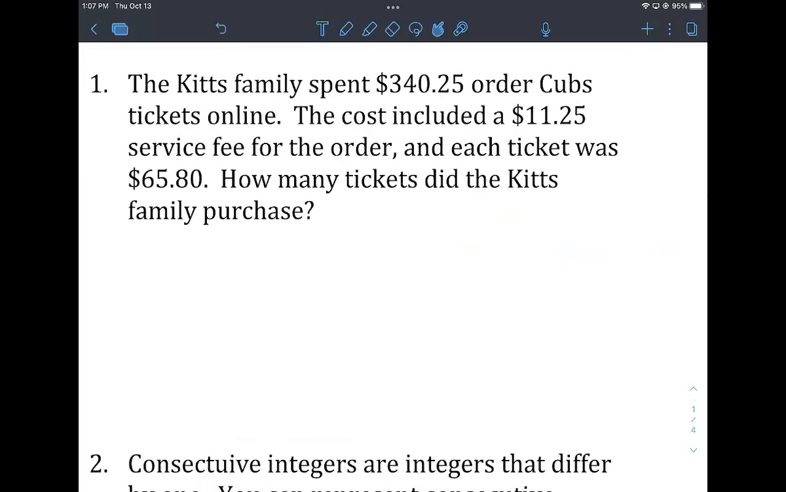Number one, the Kitts family spent $340.25 ordering Cubs tickets online. The cost included $11.25 service fee for the order. And each ticket was $65.80. How many tickets did the Kitts family purchase? What are we trying to find?